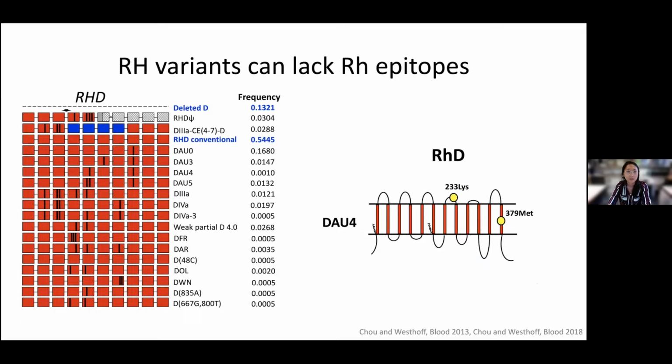And one example of this Rh variant is the DAO4 RHD variant, where you just have these 2 SNPs on exon 5 and exon 8, and it causes the patient's own red cells to be lacking certain RHD epitopes that would be found on conventional RHD. So this patient, if they had this variant, would be D positive, but if they were transfused with another unit that was D positive but had a conventional RHD allele, they could be at risk for making an anti-D, even though they themselves are D positive and got D positive blood.